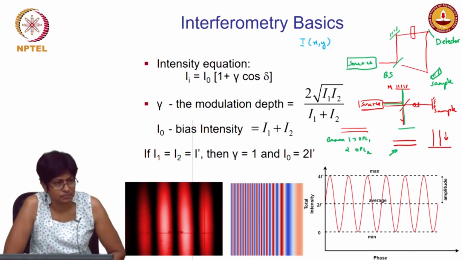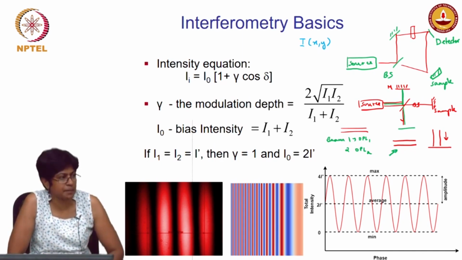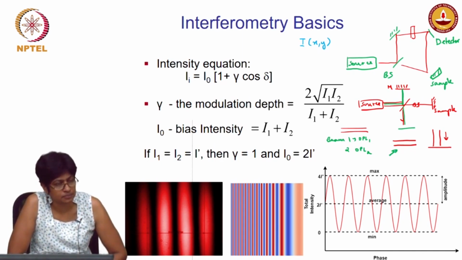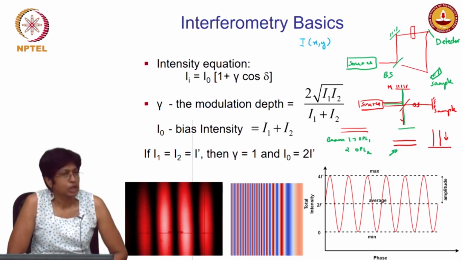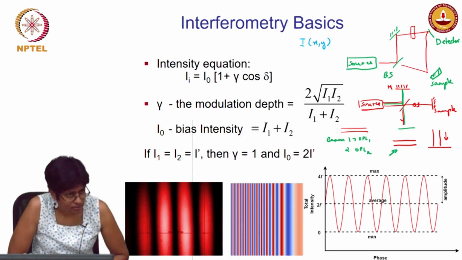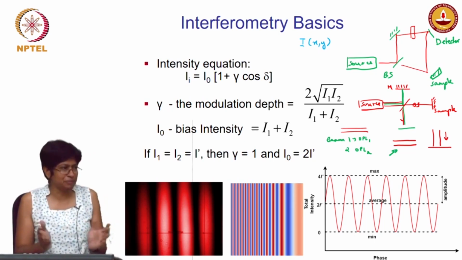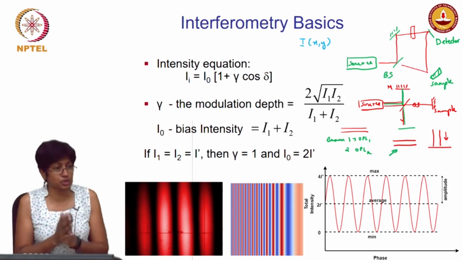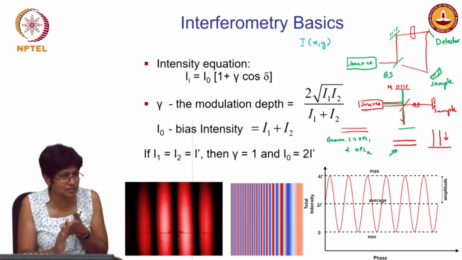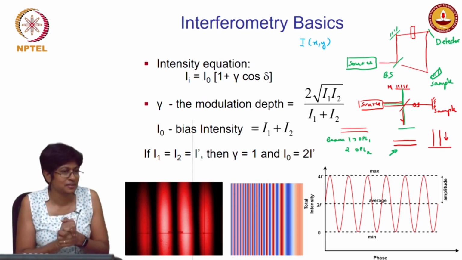What will you see on the detector? Let's say I have a camera. What will you see? You will not see anything. I mean, that's not correct. You will see something. You will see, as he said, same as source. So you will see a uniform intensity. Why would you see a uniform intensity?